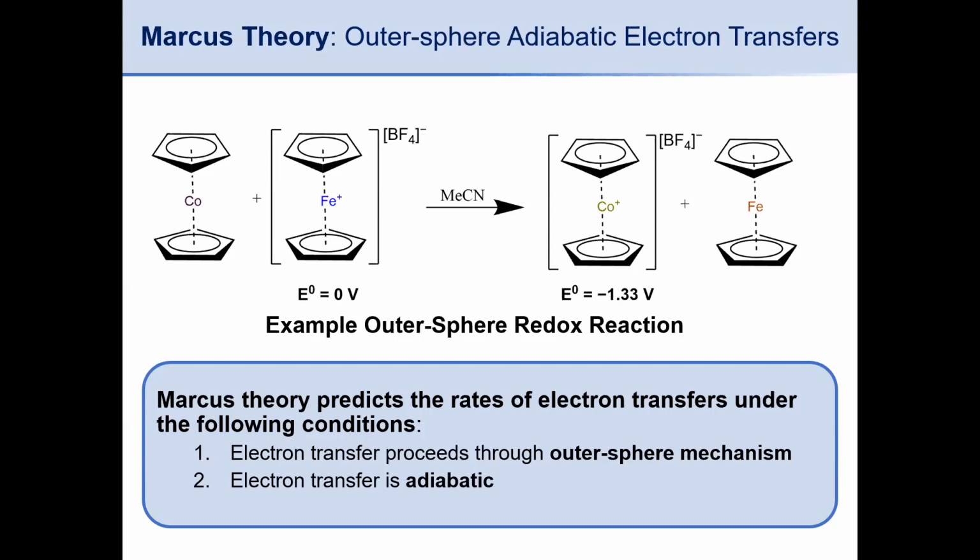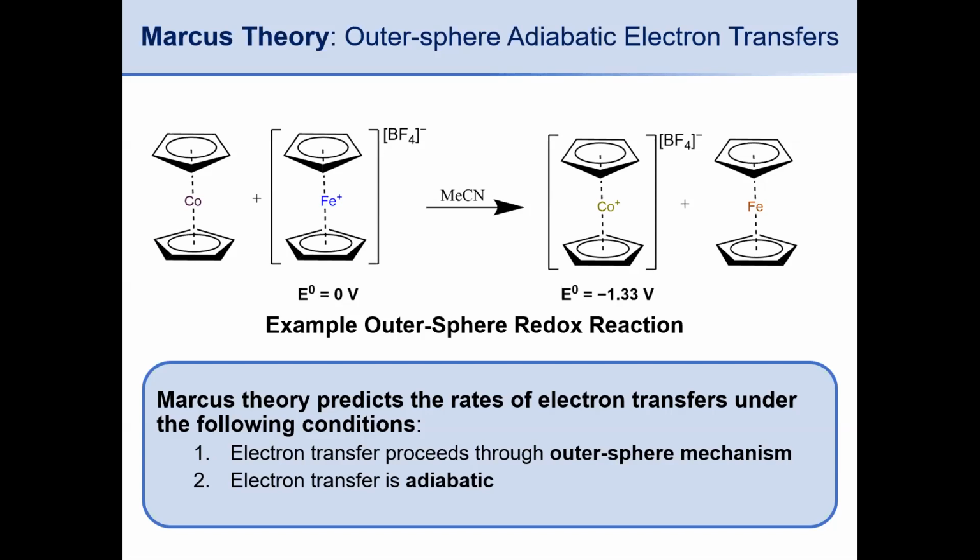The reason you can think of this as an outer sphere mechanism is because the Cp ligands that we're using here are quite large, and they include most of the coordination sphere of these first row transition metal ions. So we can't really use them as a suitable bridge to transfer an electron through.